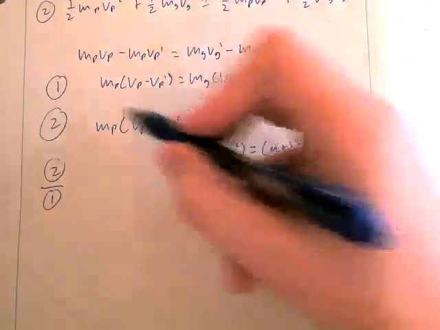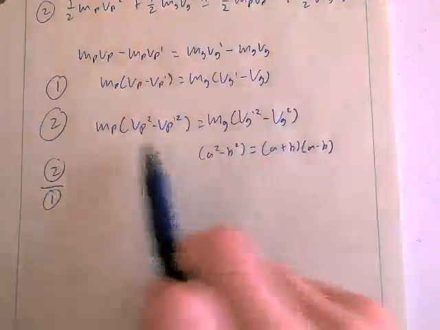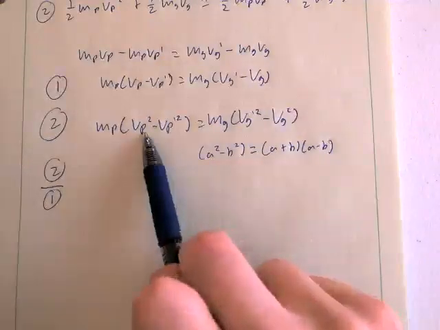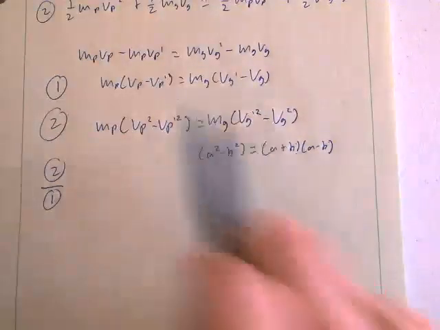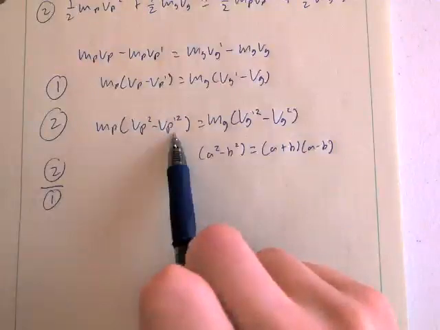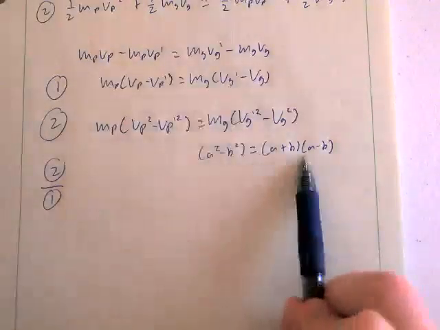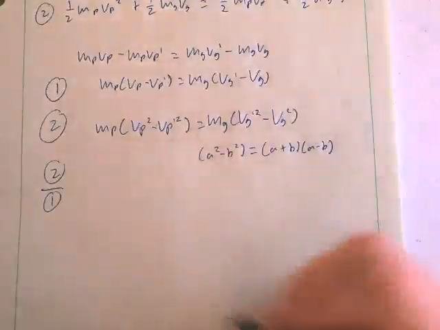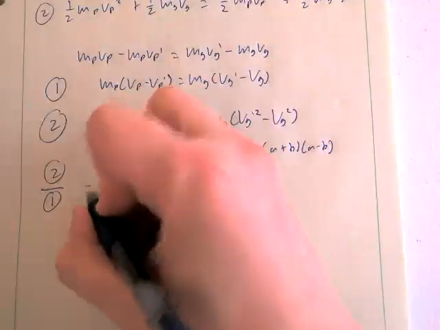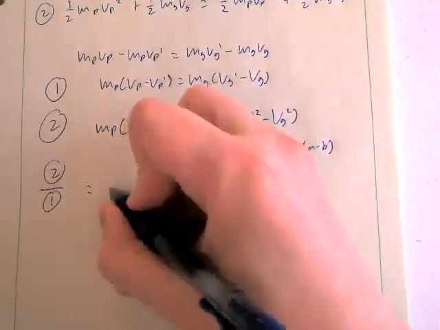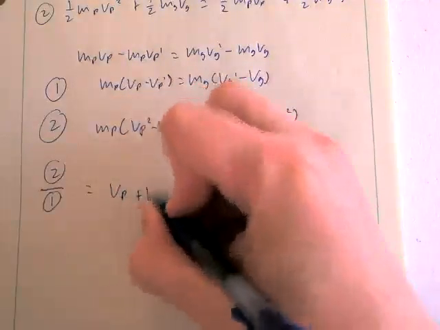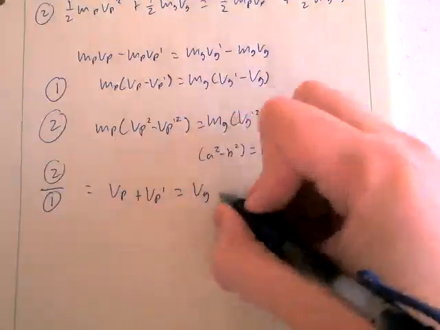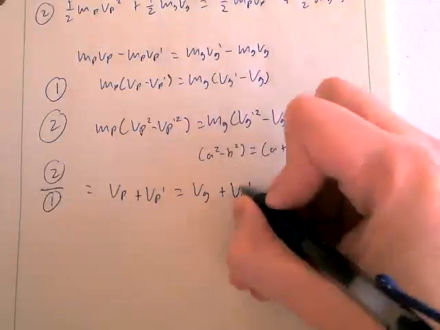And so what I end up with is this. The masses will all cancel out. Then this term here is my a squared minus b squared term. If I divide out a factor of a minus b, here's my a squared, here's my b squared, here's a, here's b. What I'll get is just a plus b. So by dividing out these equations, what I end up with is VP plus VP prime equals VG plus VG prime.